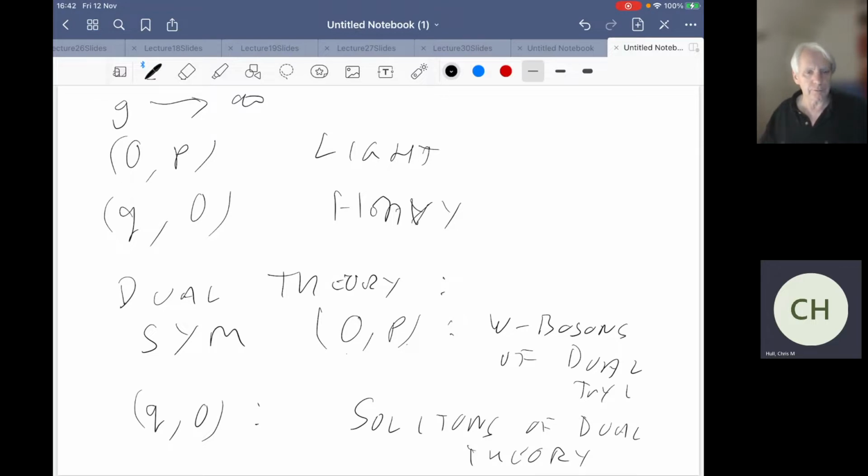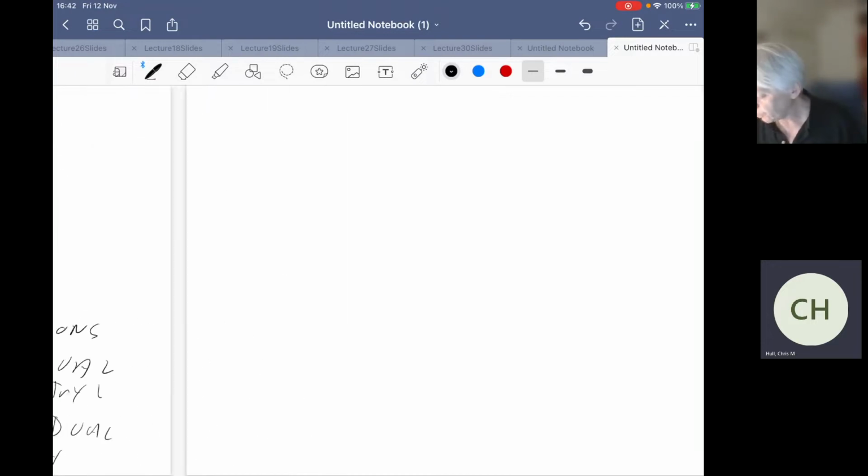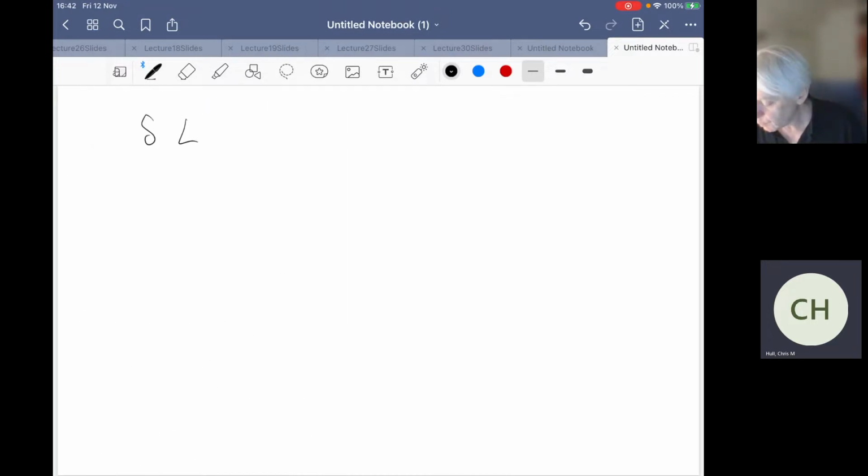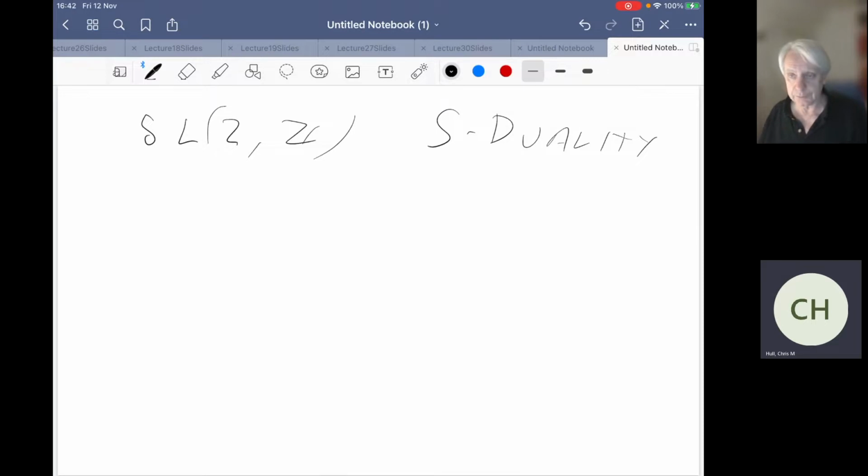So we have this rather remarkable story where the dual description, in this case, is again a super Yang-Mills theory. We say that there's an S-duality. This is an S-duality, which relates strong and weak coupling regimes, and it relates solitons to fundamental degrees of freedom.